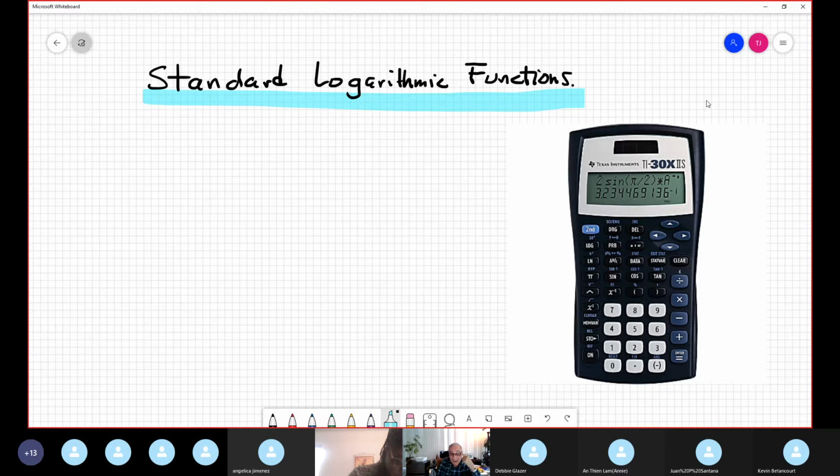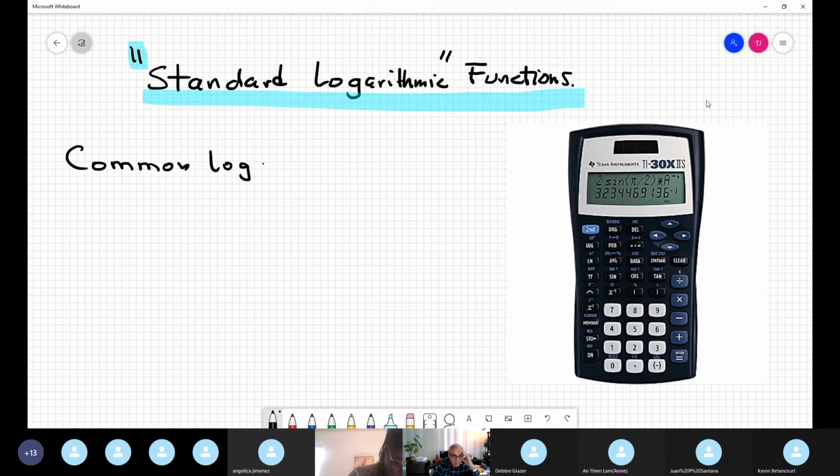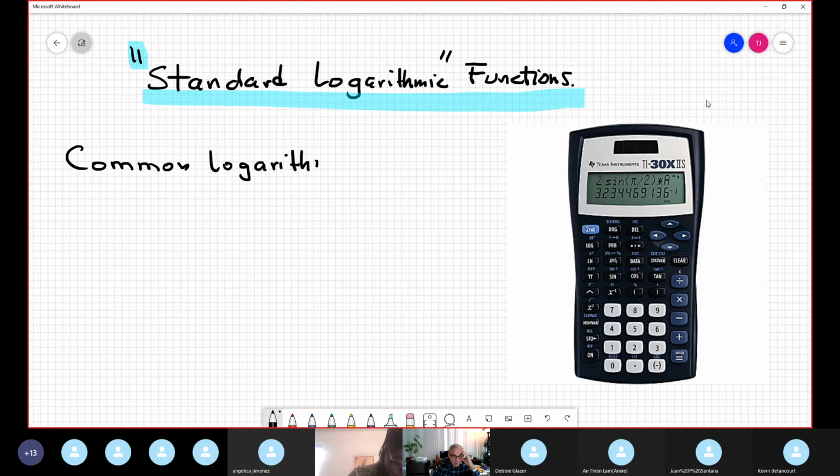It's fantastic. Okay, so the calculator has standard logarithms. That means that not all the logarithms are available in our calculator. Well, the first standard one is called the common logarithm. And for common, the base is 10.